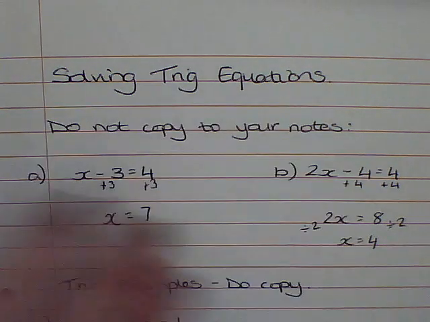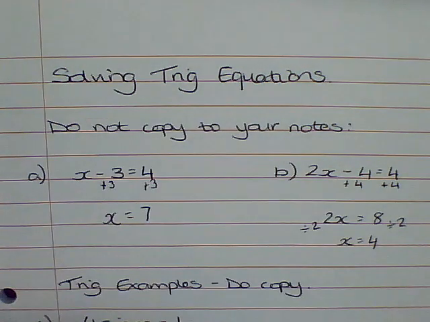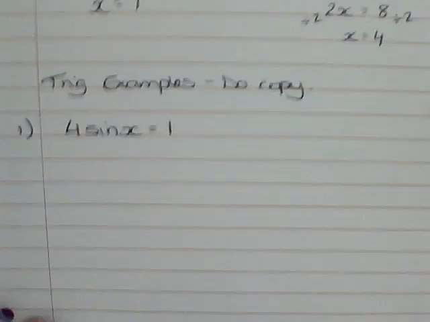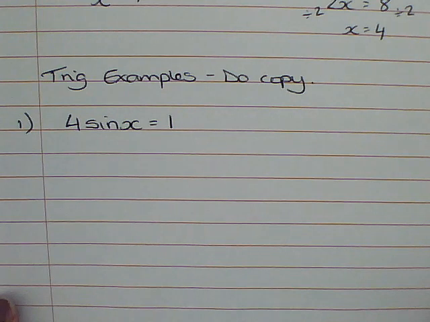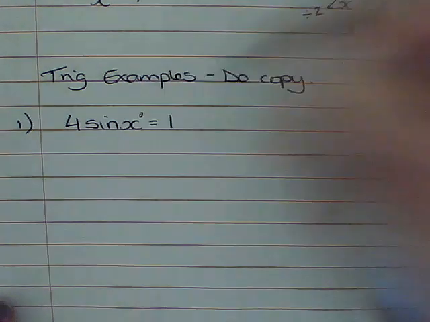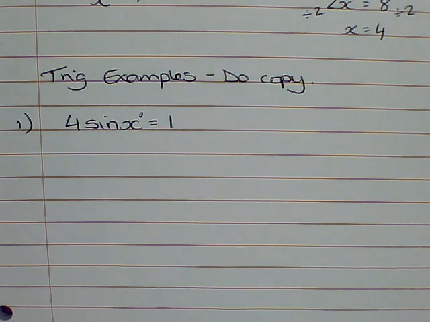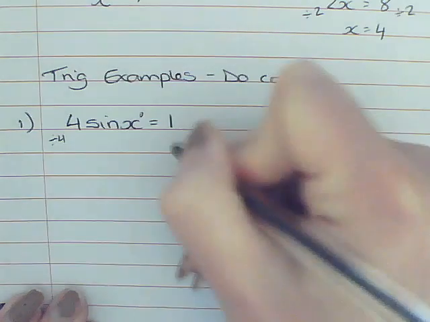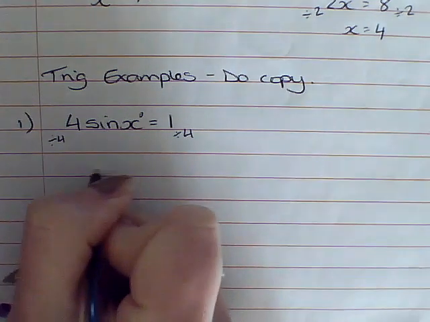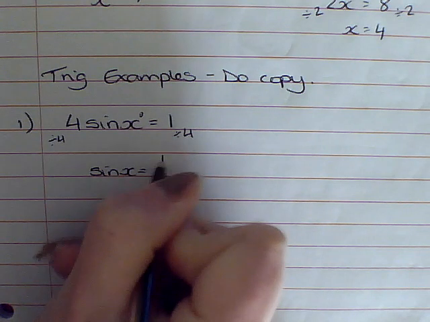So the first part, this skill, is going to be used during our trig equations. So if you are wanting to copy these, this is where you would copy. So we've got our trig example. 4 sin x equals 1. I am actually wanting to find x, and it is going to be an angle. However, the first part I want is sin x equals, and to do that I need to take this 4 over. Now this means 4 times sin x, so I'm going to divide, and that will give me sin x equals a quarter.